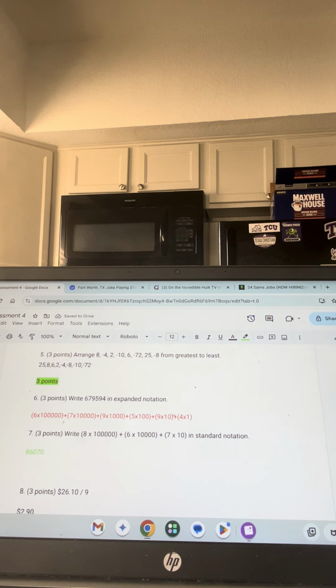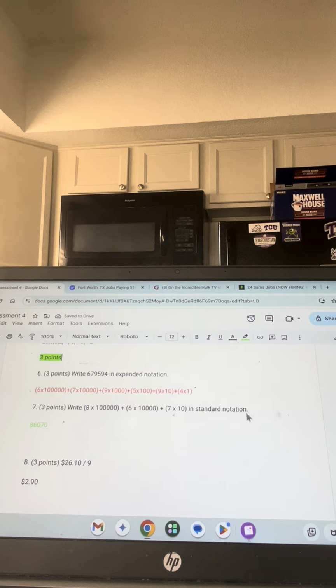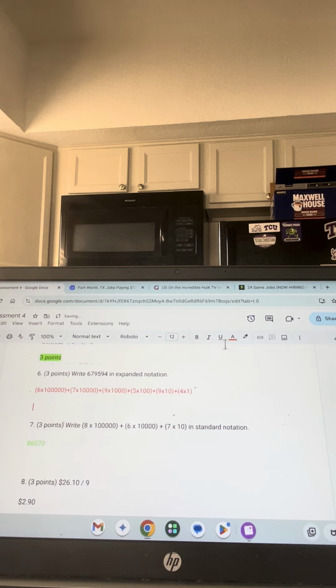Right? In expanded notation. 6 times 100,000 plus 7 times 10,000 plus 9 times 1,000 plus 5 times 100 plus 9 times 10 plus 4 times 1. Excellent. That's correct.